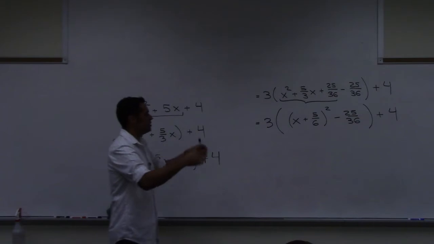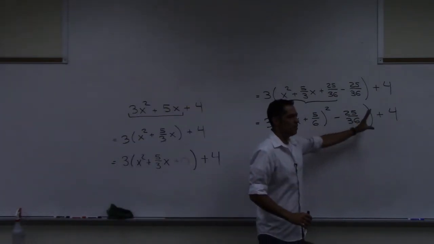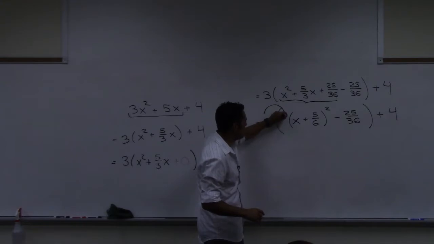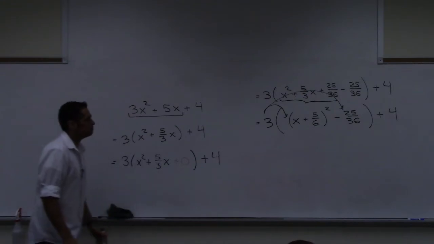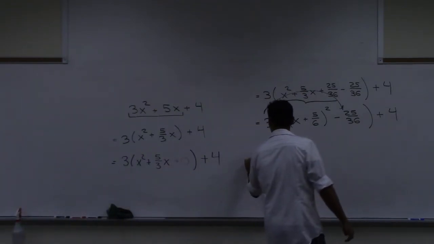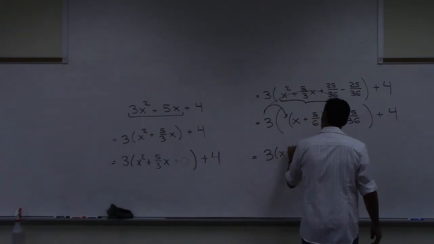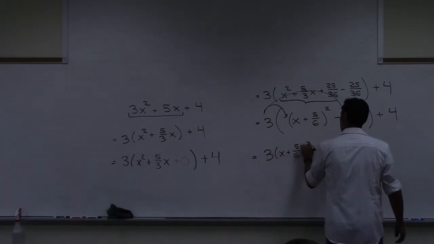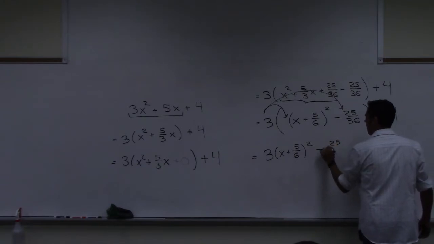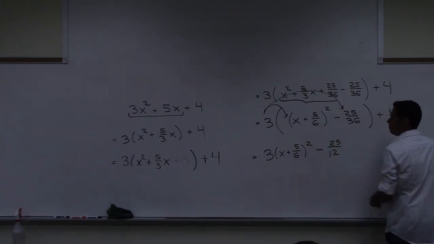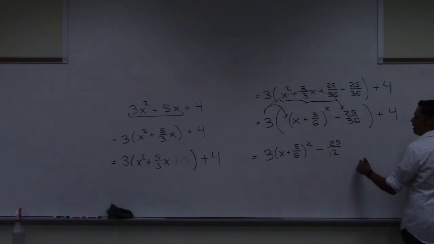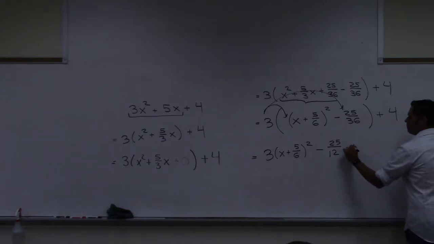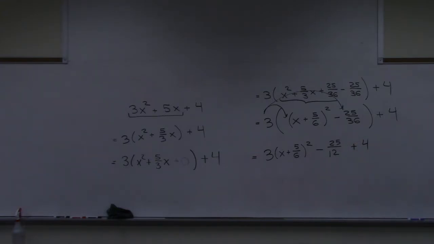Now, let's pass this 3 through the parentheses. What I'm going to do is insert it. It's just going to pop out right in front of this parentheses, and then I'm going to pop it right here, and it's going to hit that thing. So it'll be 3 times x plus 5/6 squared minus 25 what? 12ths. The 3 came in and reduced out with the 36. And then I don't need any more parentheses, right? Plus 4. Questions?